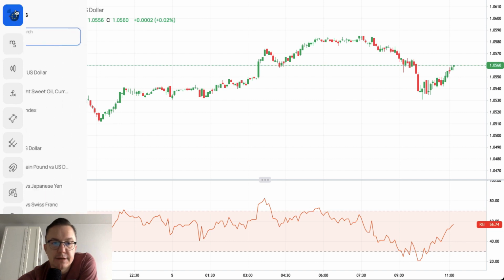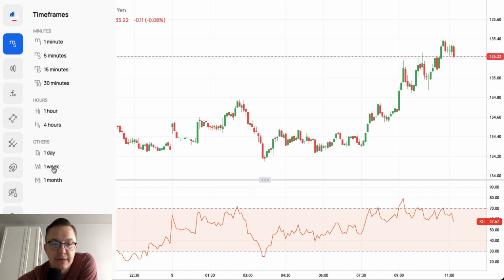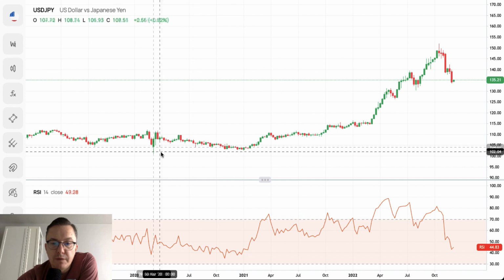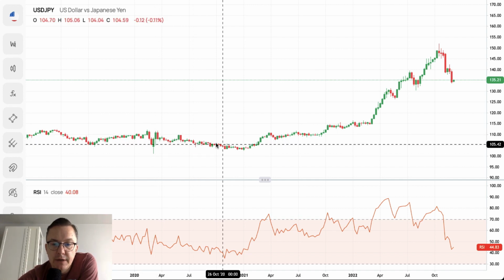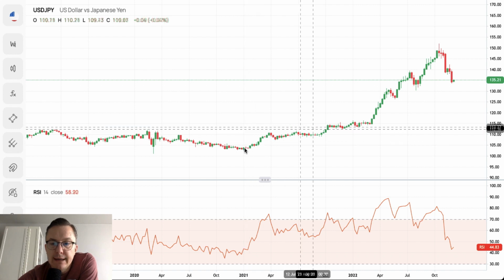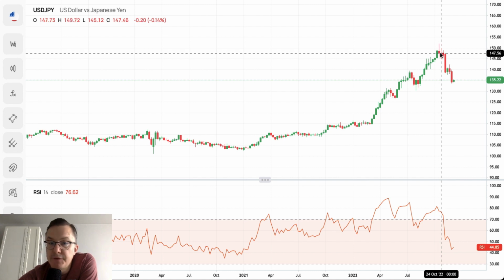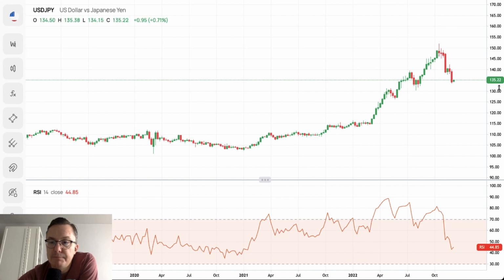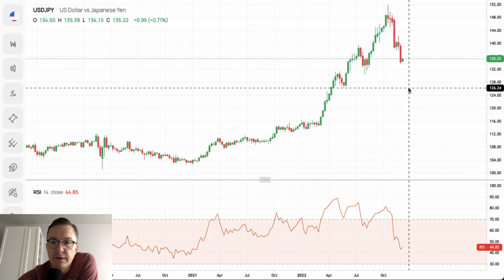This is the euro dollar. Let's switch to the US dollar to Japanese yen, switch the time frame to weekly, and take a look at this movement here. Another pin bar was made in 2020, then nothing happened for almost 1 year, and then we started to climb very high towards 146.150, even 151.62 is the recent higher high. Very big pin bar here at the top of the rally.